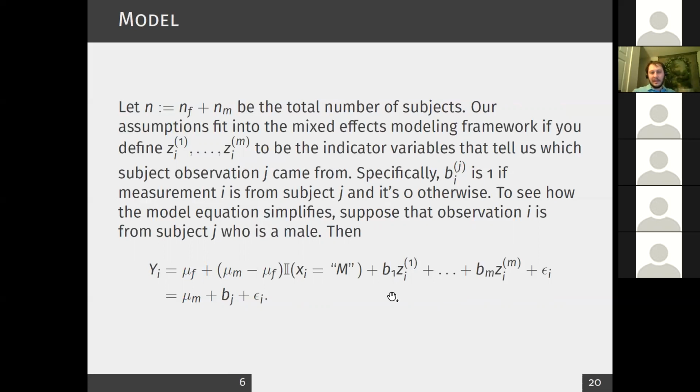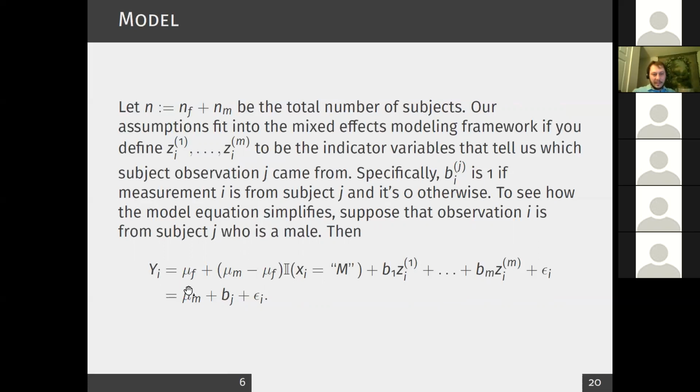If you want to think about how to write that out in terms of the general formulation of mixed effects modeling, it has to do with inventing these indicator variables, telling you which subject you are, or which subject observation I came from. But I don't want to necessarily go into that.